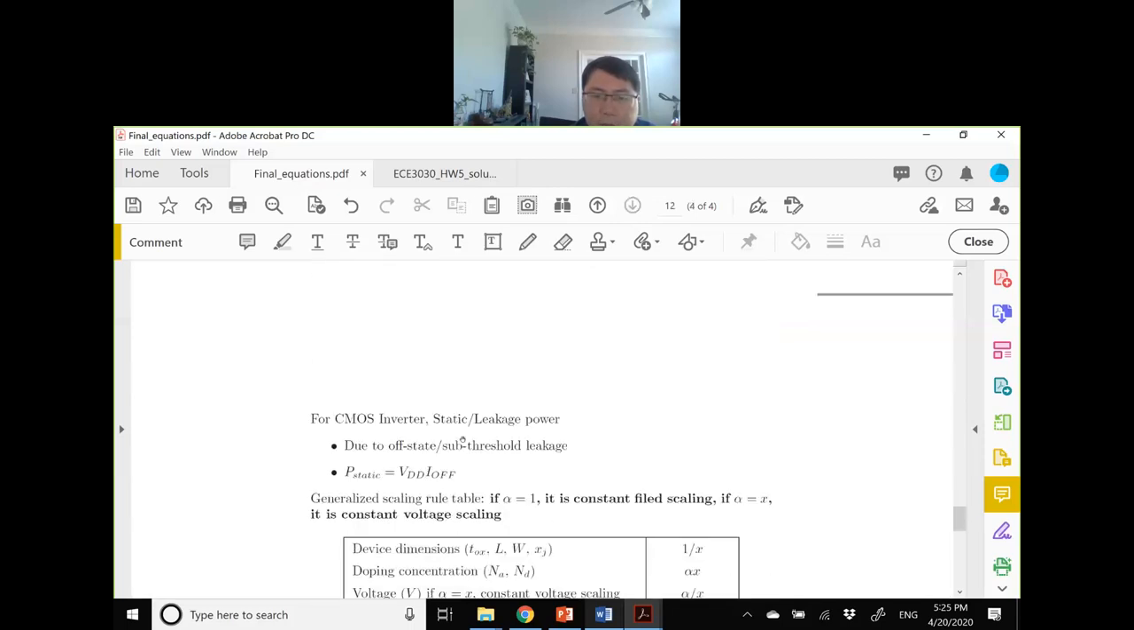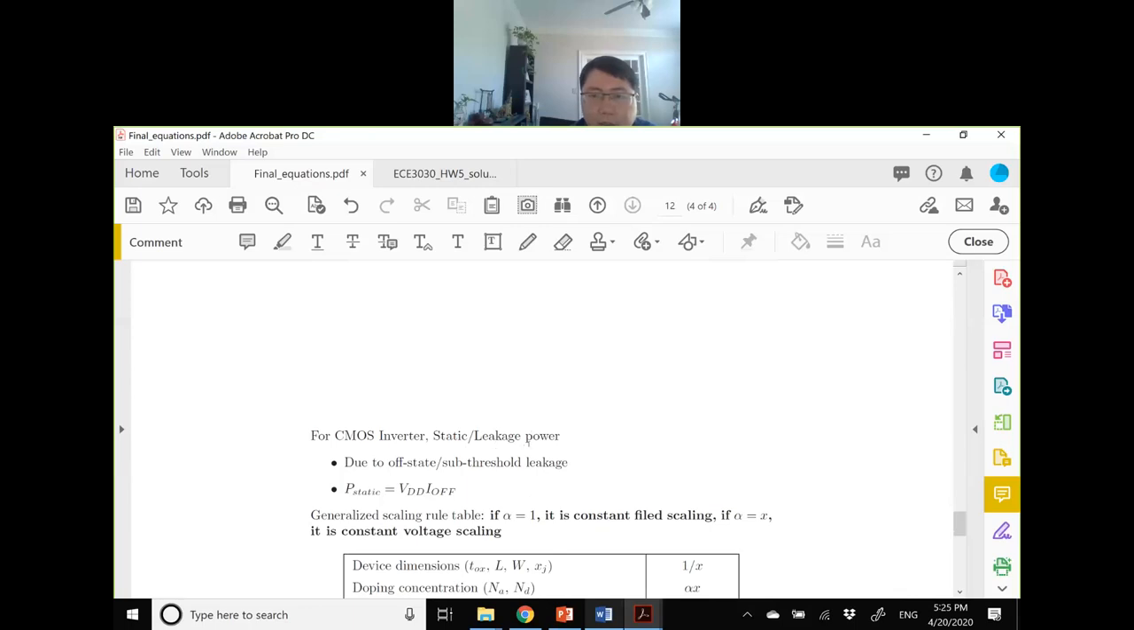And then the other contribution is the static leakage power. This is when the input stays at 1 or stays at 0. There's no switching, but due to leakage, for example here in the CMOS inverter, if the input is, let's say, 1, this is VDD, so the output is 0.